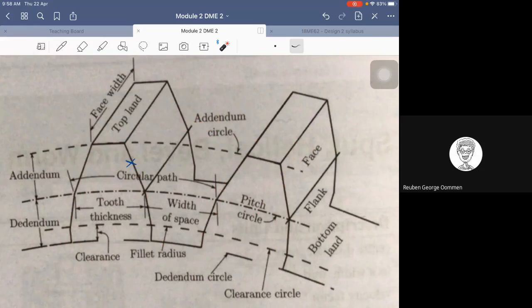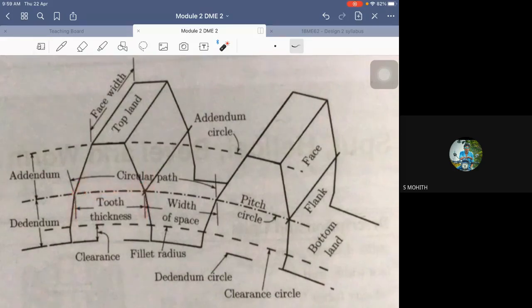Any other parameter that we have observed? Mohit. Which parameter have you observed? Width of space. What is that width of space? It is the distance between two teeth, isn't it? Very good. So the distance between two teeth is nothing but the space width. Parallel to it is the tooth thickness, how thick the tooth is.